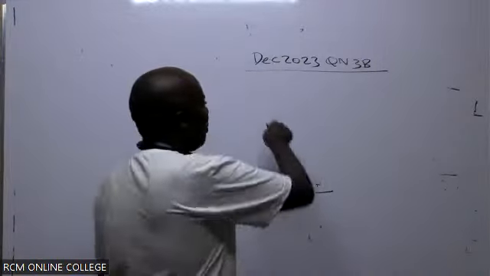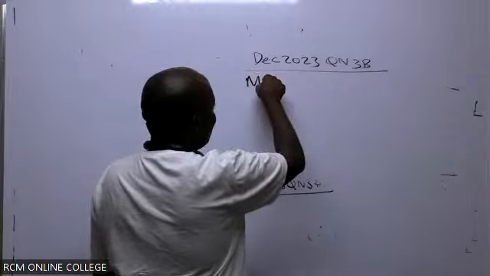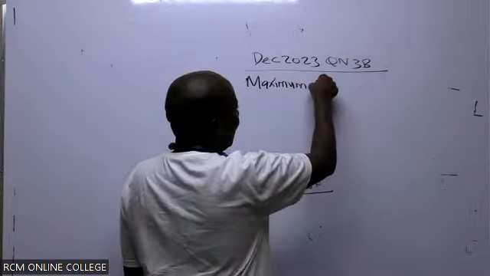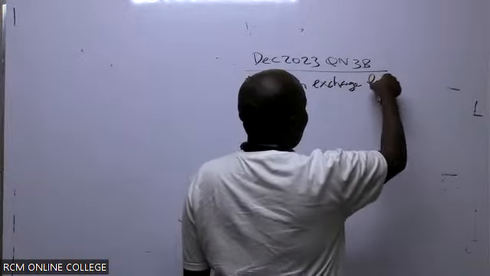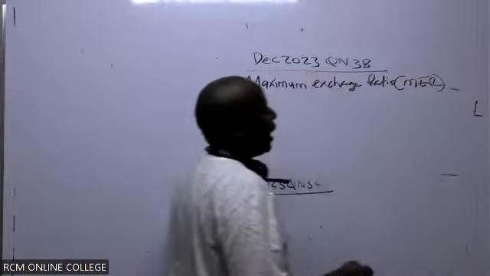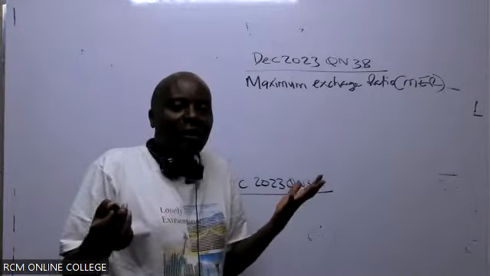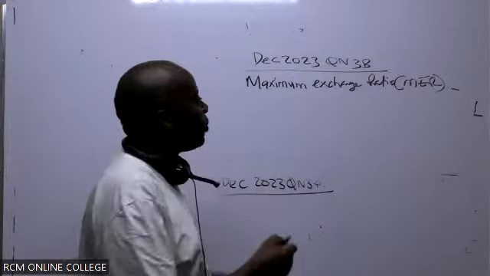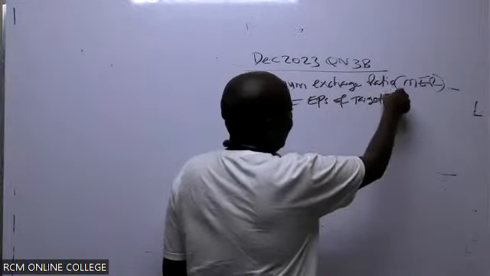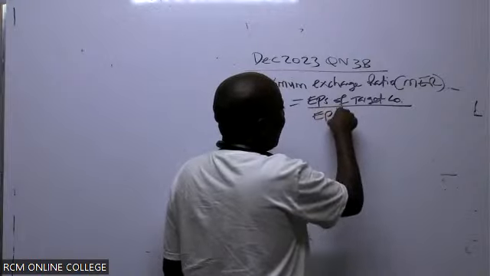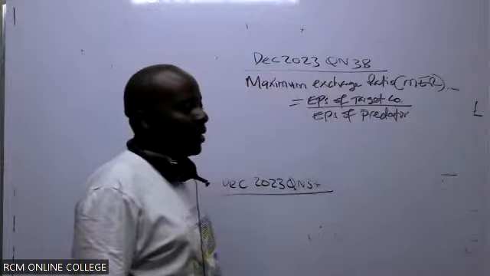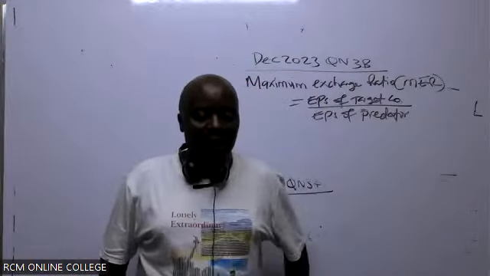I can even give you a formula. Remember, the non-diluting exchange ratio is the same as the maximum exchange ratio, which we shall abbreviate as MER. I'll give you the formula, but I'm sure even with it, very few of us will know how to apply it here. It is EPS of the target company over EPS of the predator.